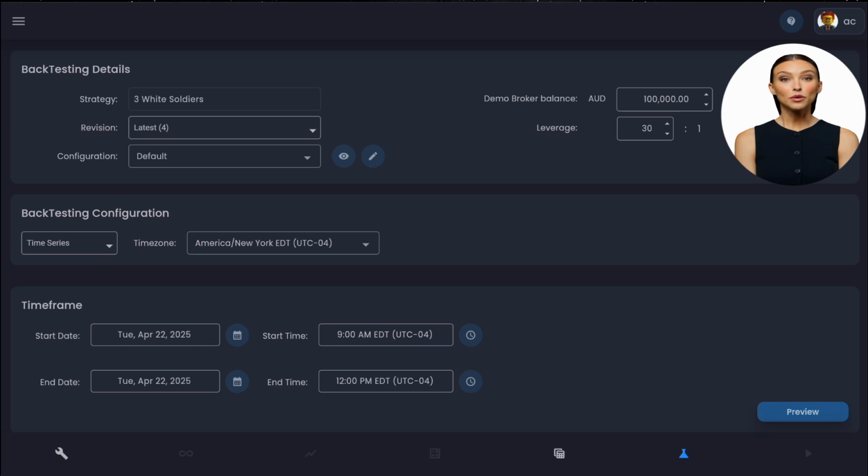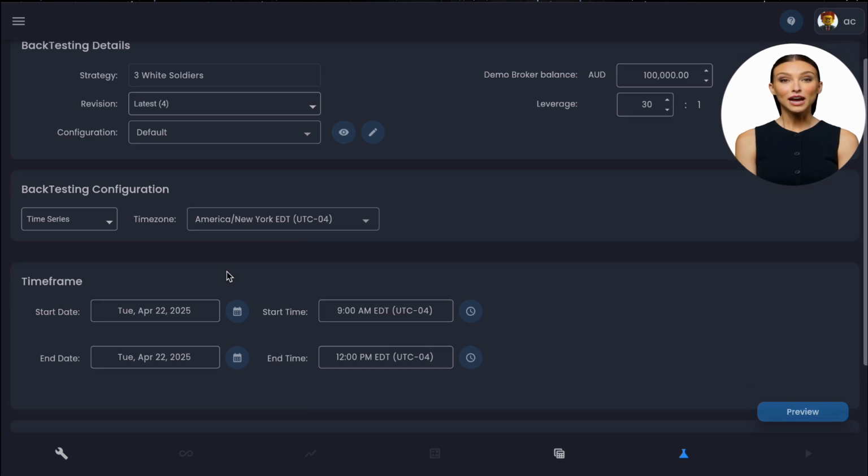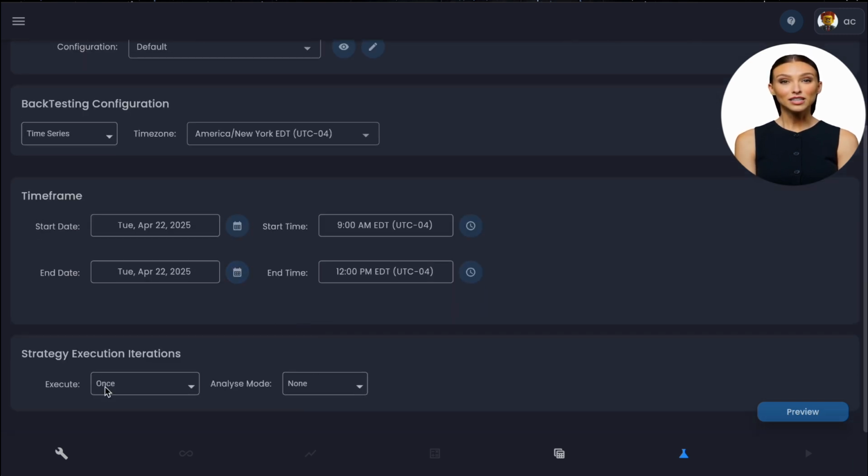In this video, we will go through the options available to analyze a strategy in the backtest configuration screen. After configuring a time frame for the backtest, select the Execute Once option in the Strategy Execution Iteration section. This will generate a single backtest iteration and enable the analysis options.